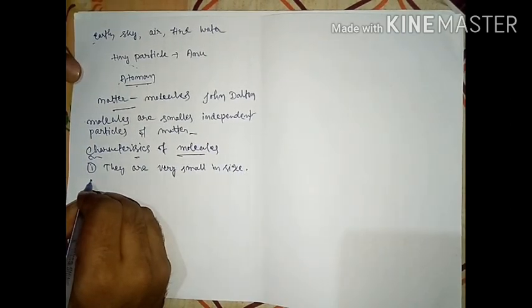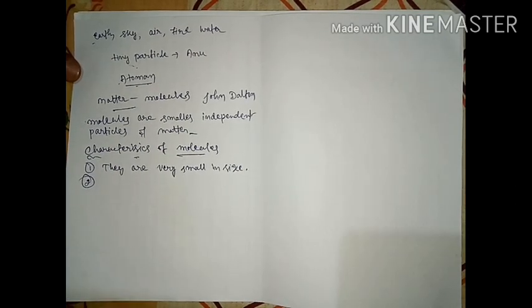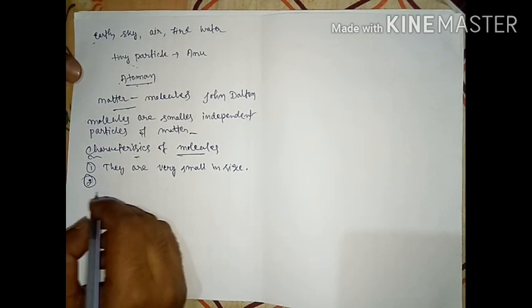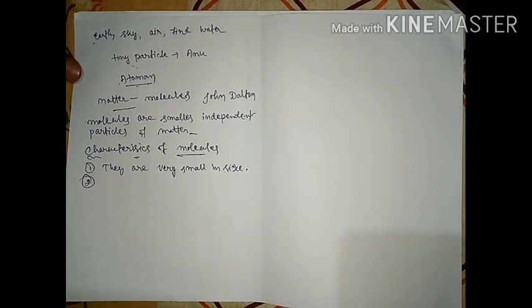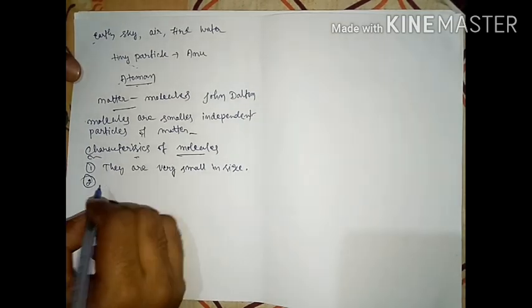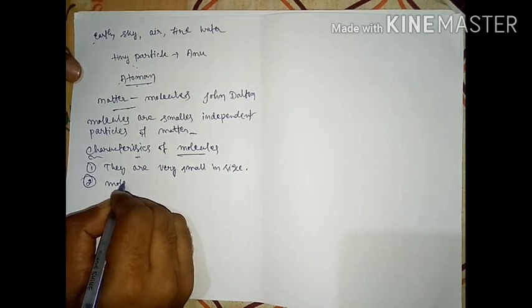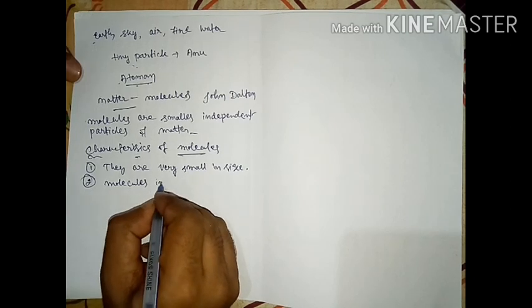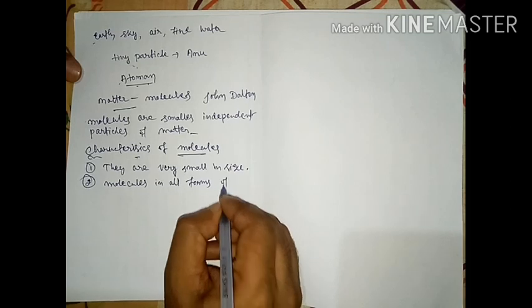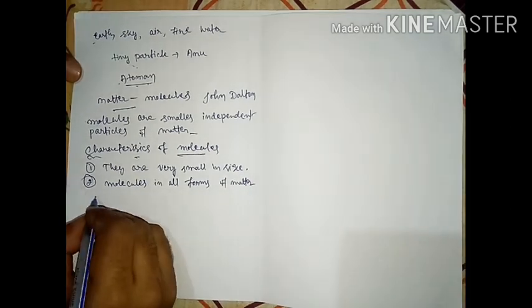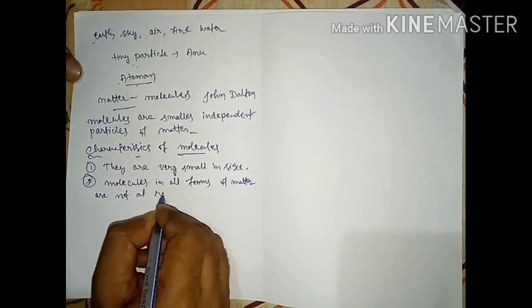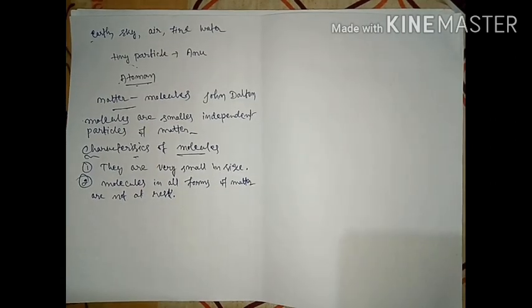The second point is that the molecules in all forms of matter are not at rest. Some molecules may be at rest, but the molecules in all forms of matter are not at rest. Whose molecules are not at rest? We can take the example of water or any other liquid, kerosene, and gas also.